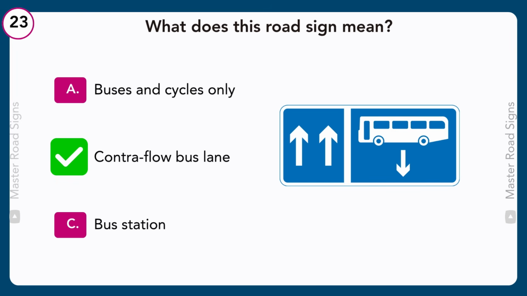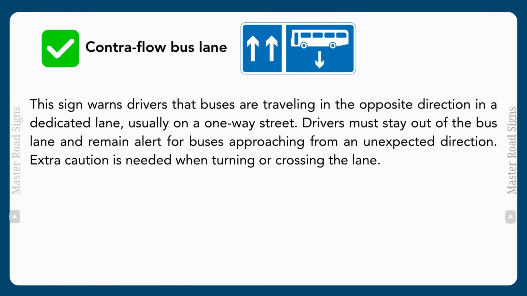Option B is correct, Contra-flow bus lane. This sign warns drivers that buses are travelling in the opposite direction in a dedicated lane, usually on a one-way street. Drivers must stay out of the bus lane and remain alert for buses approaching from an unexpected direction. Extra caution is needed when turning or crossing the lane.